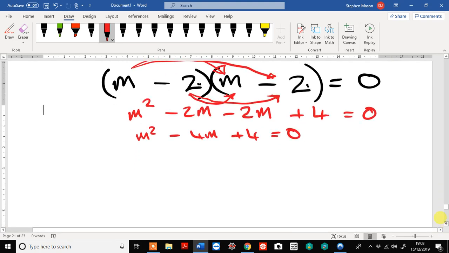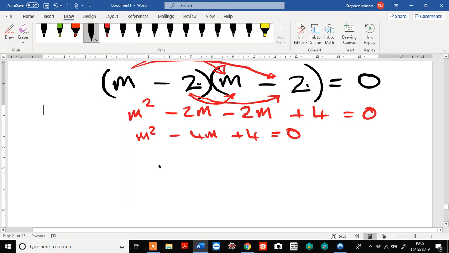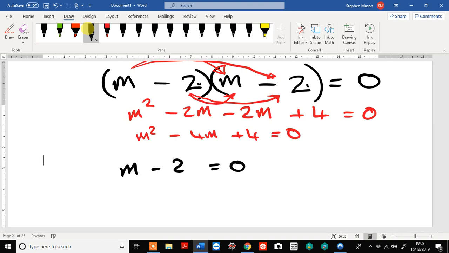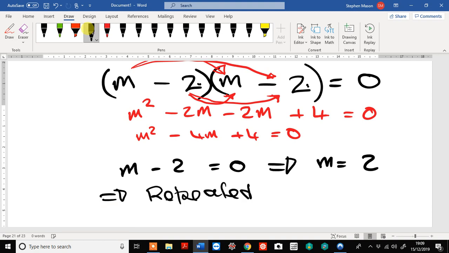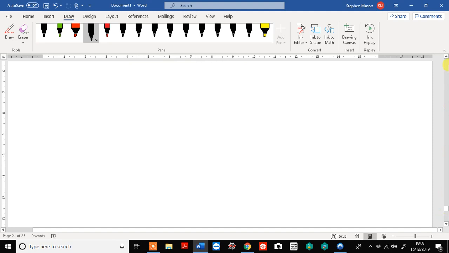So we can surmise that m minus 2 equals 0, implying that m equals 2. Now that appears to be one root, but it's actually a repeated root. So there are two values for m, but they're one and the same.